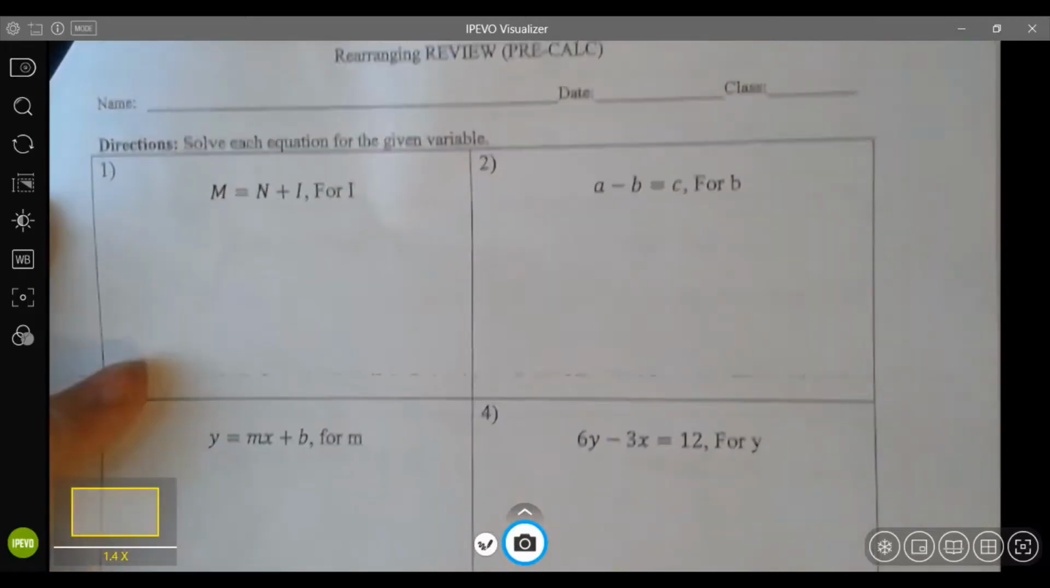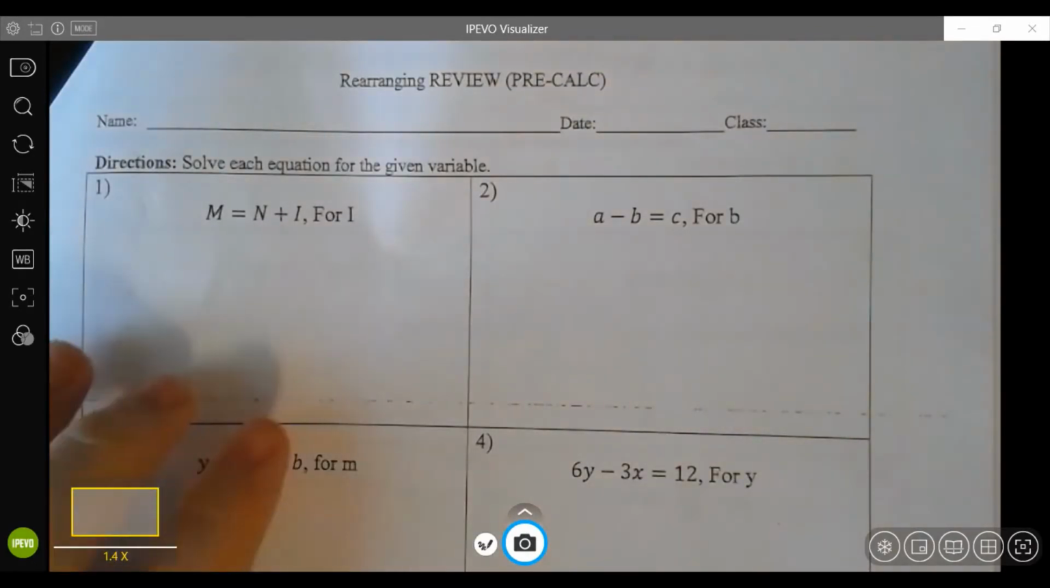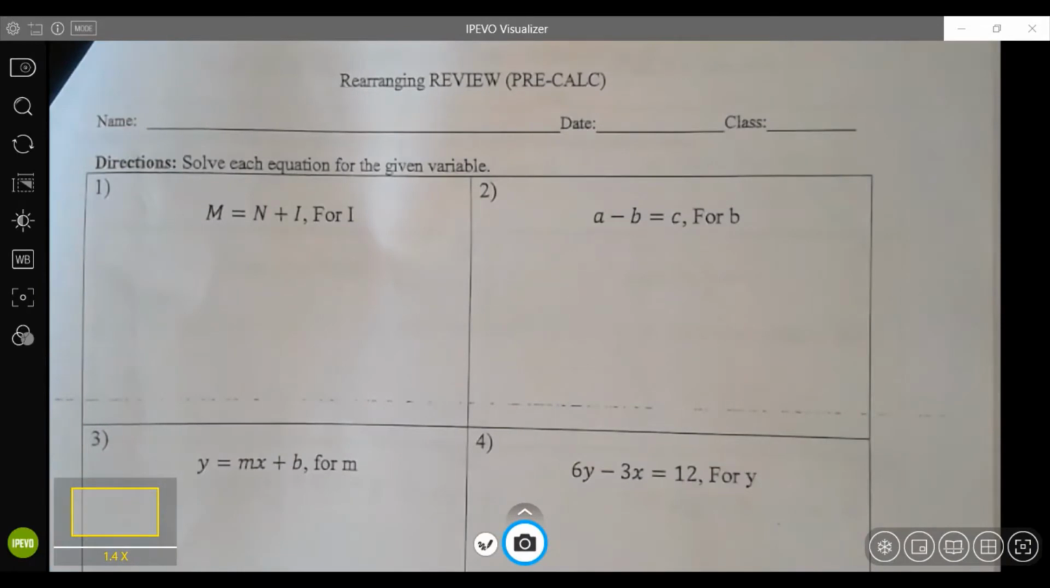So this next part of your review, you are rearranging and you're solving for a variable, one of the given variables. So, for example, let's do number one together. So it says m equals n plus I, and they want you to solve that for I.